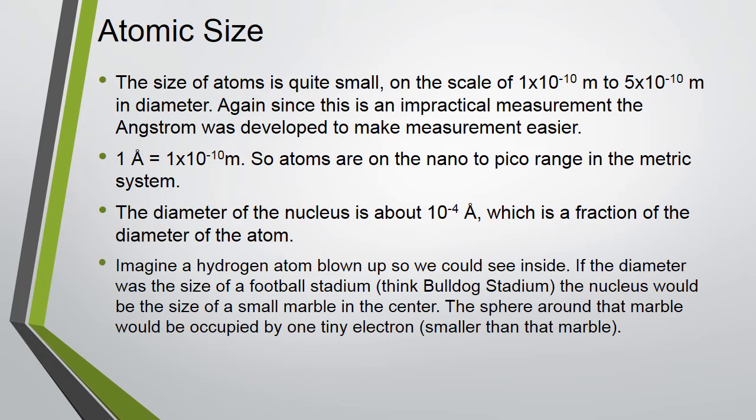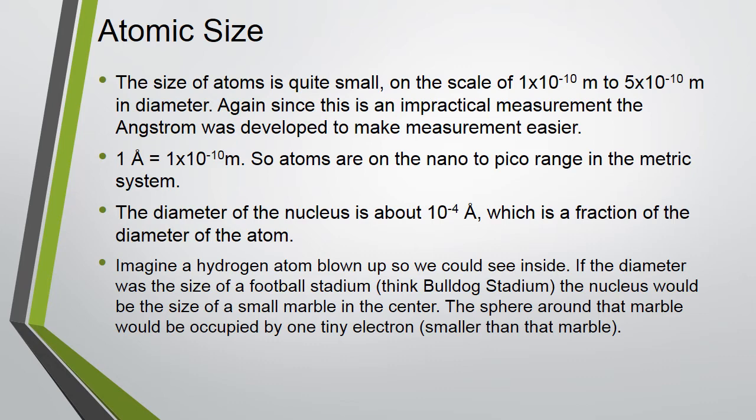So the diameter of the nucleus, within that atom, is about 10 to the negative 4 angstroms. So it's just a fraction of the diameter of the atom itself. It takes up really almost no space in there. So if we want to get this on a scale that we can understand, I have an example here. Let's imagine a hydrogen atom. So a hydrogen atom is one proton in the nucleus and one electron in our electron cloud. If we blow up that atom so we can actually see inside and walk around inside of that atom, okay, our scale is going to be a football stadium.